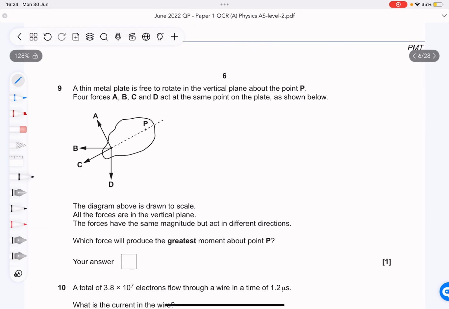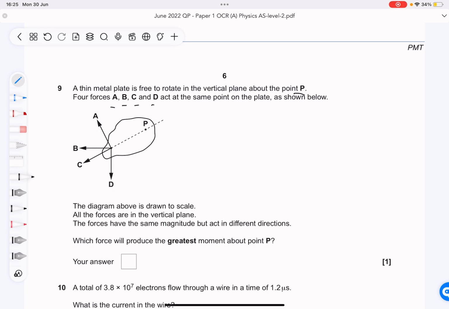Right, question 9. A thin metal plate is free to rotate in the vertical plane about the point P. 4 forces A, B, C, and D act at the same point on the plate as shown below. Okay, the diagram above is drawn to scale. All the forces are in the vertical plane. The forces have the same magnitude but act in different directions. Which force will produce the greatest moment about P?